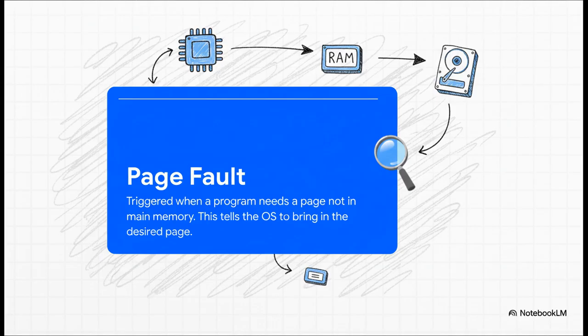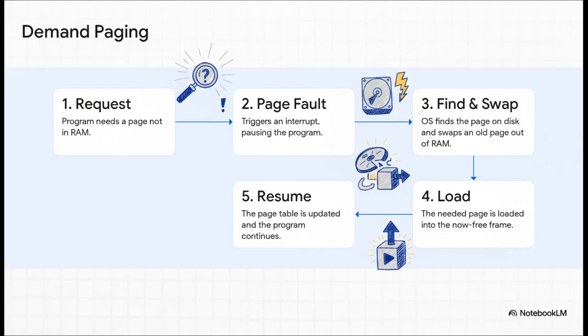Now, that sounds bad, right? It sounds like an error, like something crashed. But it's not an error at all. In fact, it's a totally normal, routine signal. It just happens whenever a program needs a piece of its memory that's currently living on the disk instead of in the fast RAM. A page fault is basically the program raising its hand and telling the OS, hey, I need you to go grab that page for me. This whole process is often called demand paging, and it's how the OS juggles everything.